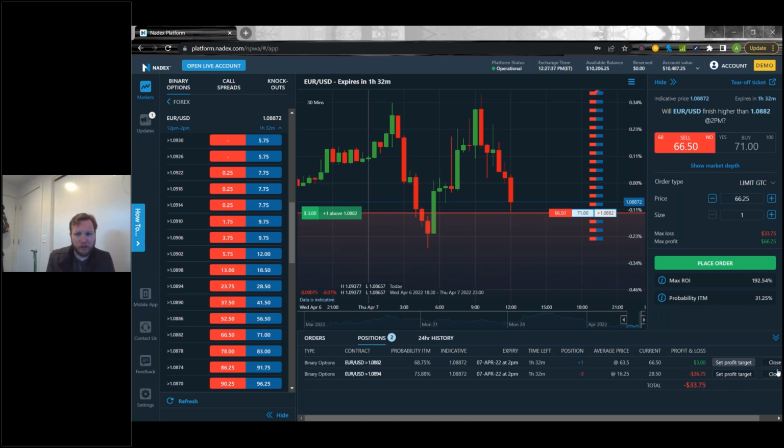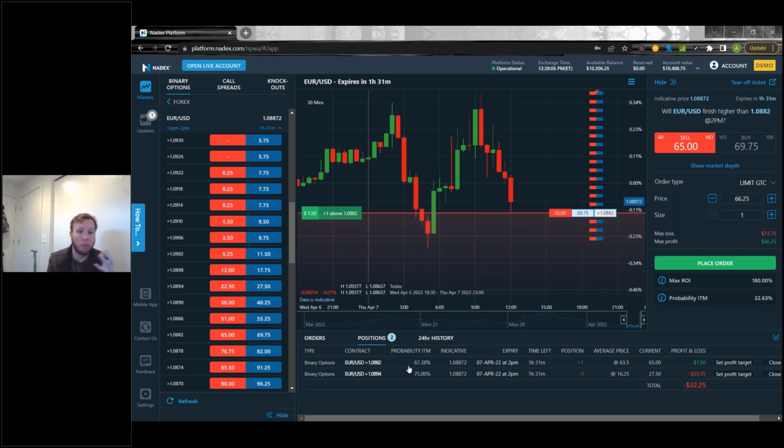So before I go over and show the set profit target and close panels, I do have a question here, and it says, why don't the probabilities match up? I'm assuming you're talking about the probability in the money. I'm assuming, and I'm hoping I'm getting your question right, so you're asking why the probability is matching up. It's because when I actually click on this, the exchange is smart.